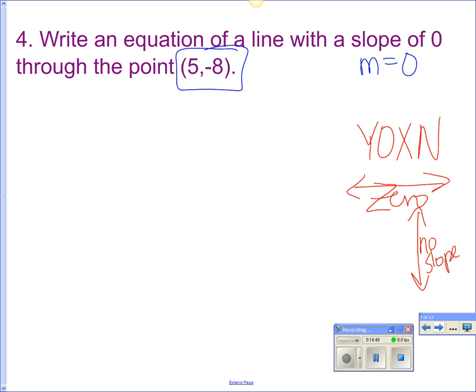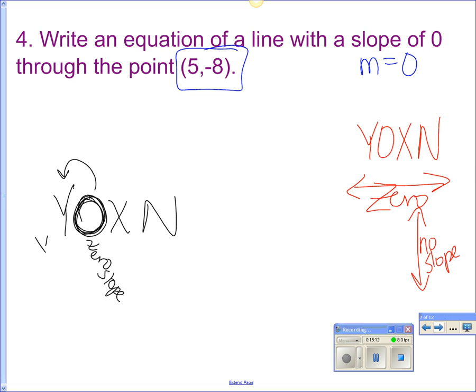Y-O-X-N. Yoxin. I'm going to write it right here so I have more room to explain it. What this means is if you have zero slope, you zoom in right here. This is zero slope. If it's zero slope, it's going to be y equals a number. That's all it's going to be, and this will make more sense in a minute. If it's zero slope, your answer is just going to be y equals a number.